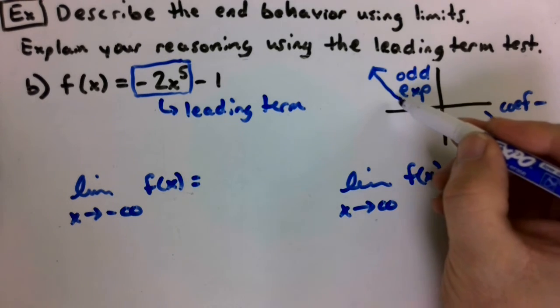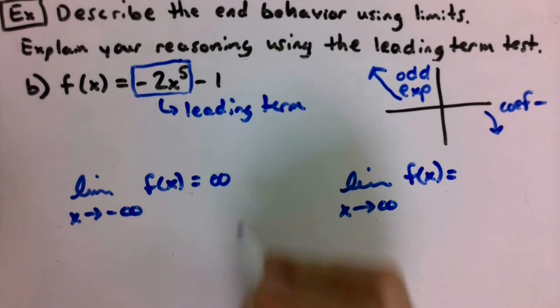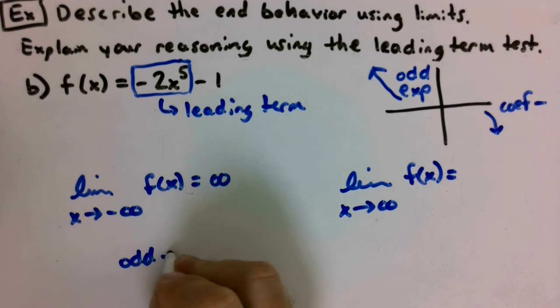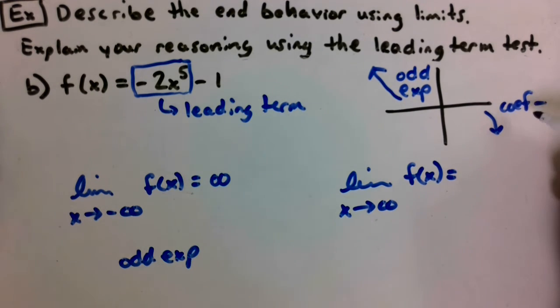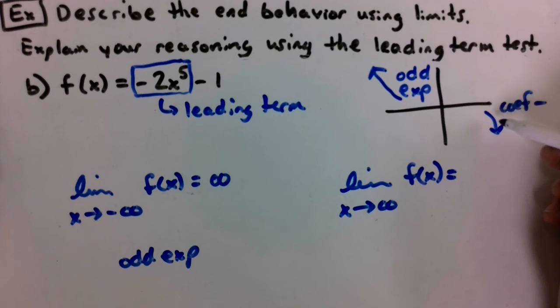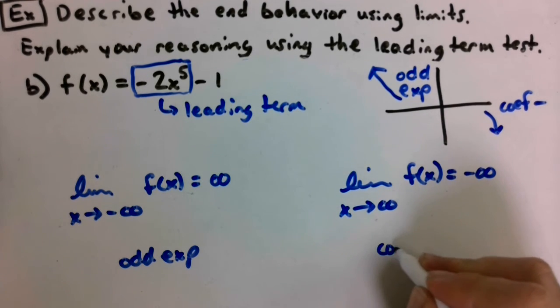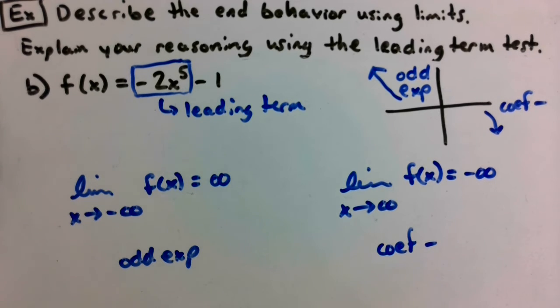The left side is going upward, so that's going to go to positive infinity. The reason I know it was doing that is because we had an odd exponent, so it was the opposite of the right. The right side of our graph is going downward, so those y values keep getting smaller and smaller, so it's going to negative infinity. And how I knew that was true was because our coefficient was negative.